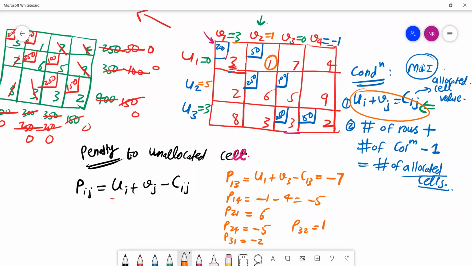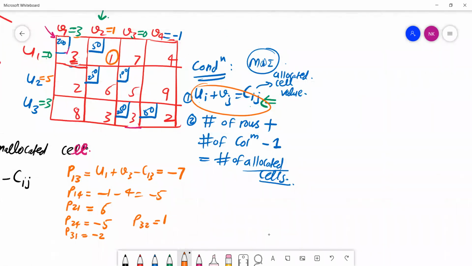So what we have done is given the penalty to all the unallocated cells. Now, how can we know whether the given solution is optimized or not? For that, the condition of optimality, same as what we were doing in the simplex method and the BigM method, the same we will be doing over here. Condition of optimality.